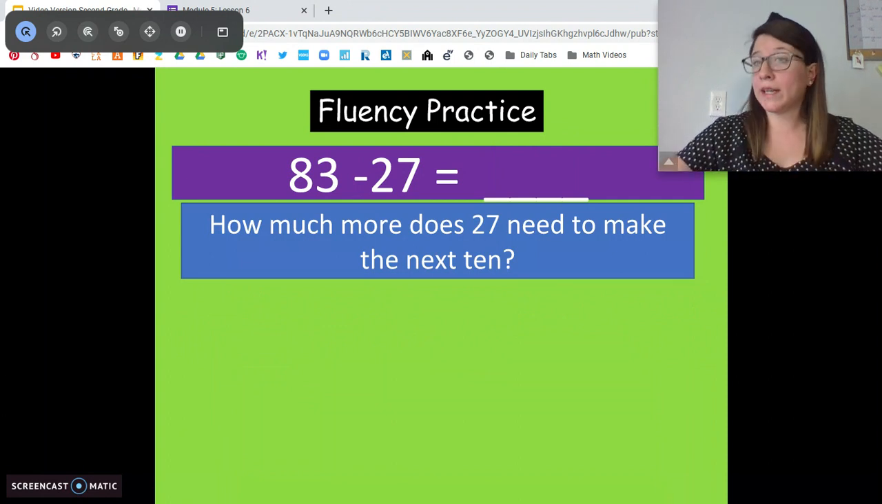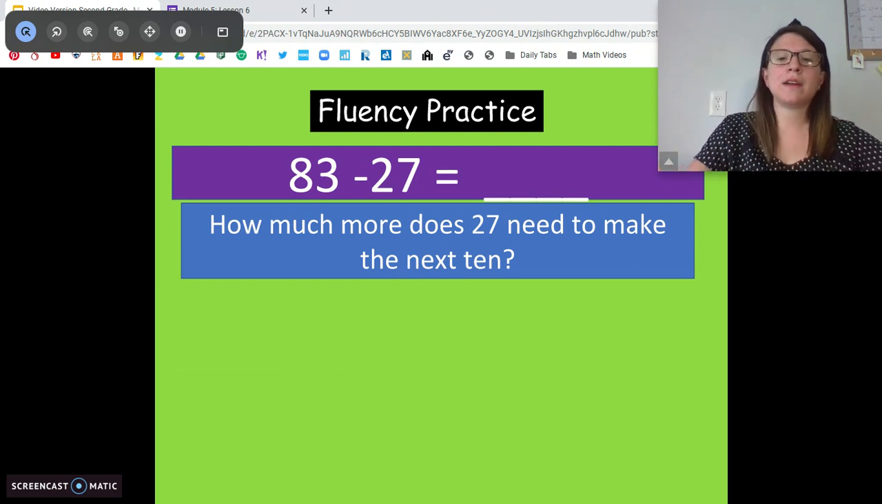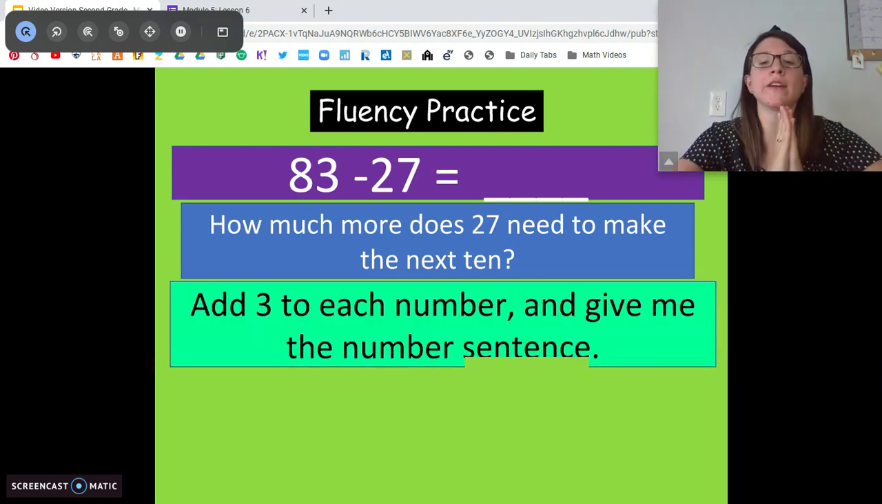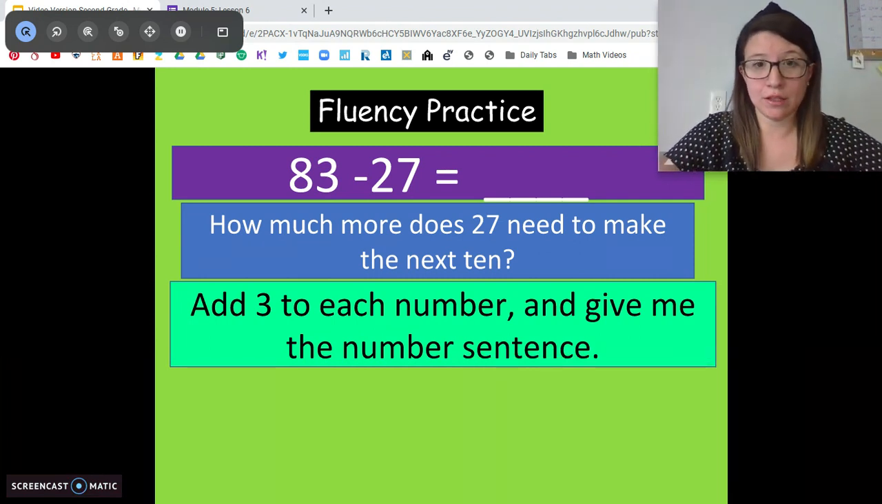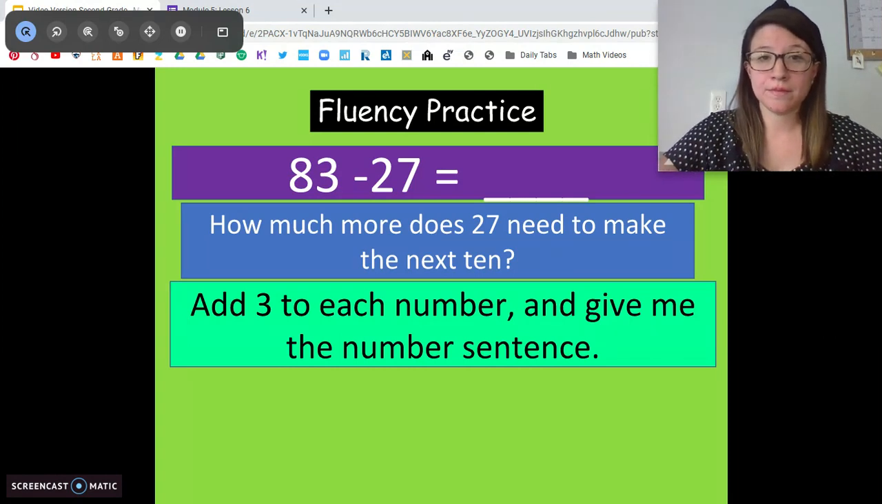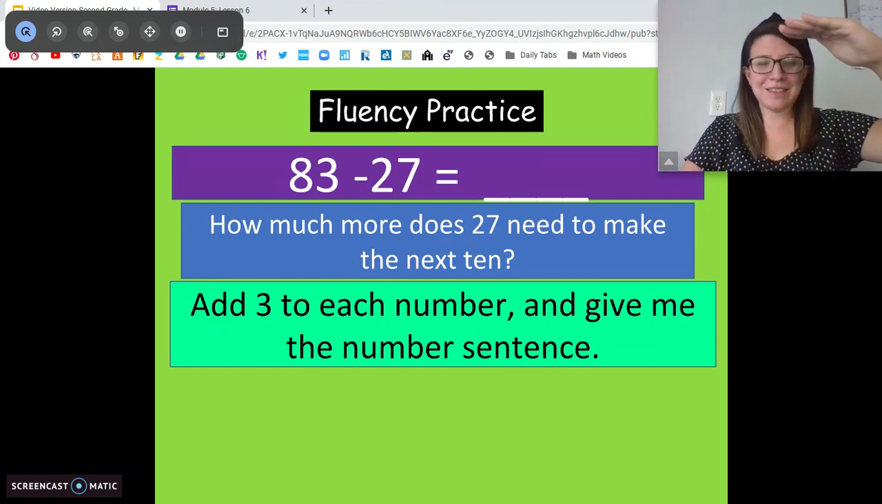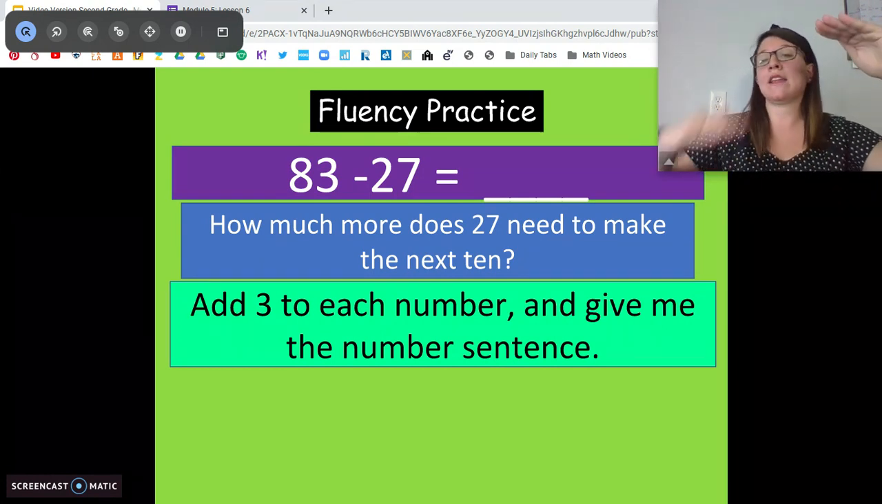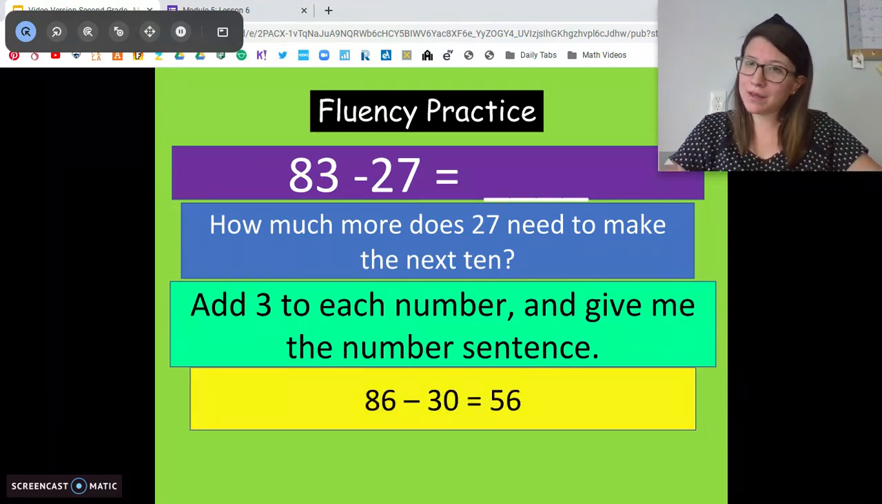How many more does 27 need to get to the next 10? Awesome. Now your job. You're going to add 3 to each number and tell me that number sentence and the answer. So pause, write that down now. Good. We're adding 3 to 83, and that's going to get us 86. And we're adding 3 to 27. That's going to get us to 30. 86 minus 30 equals 56.